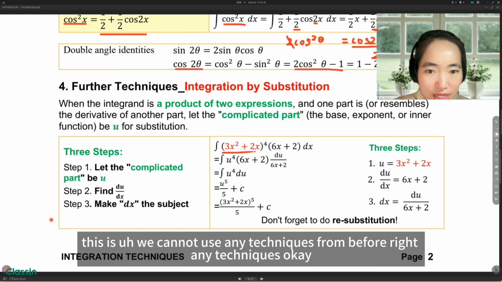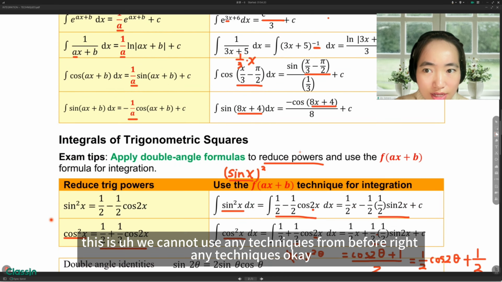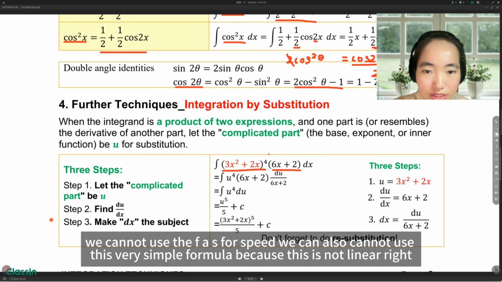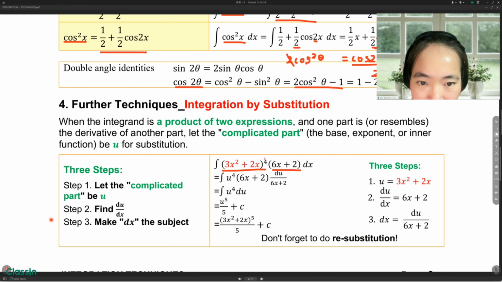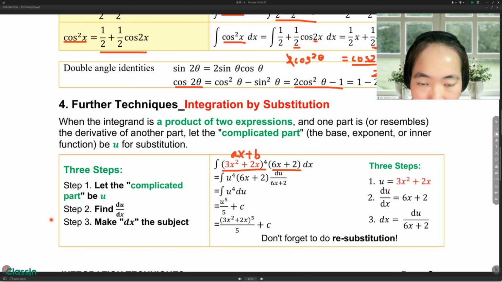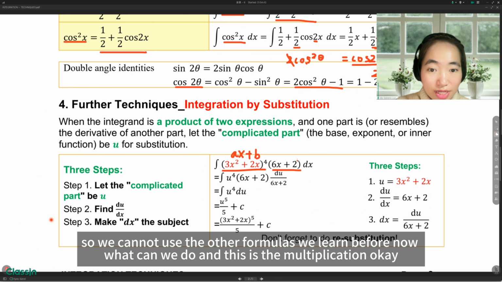We cannot use any techniques from before, right? We cannot use the very simple formula for ax plus b, because this is not linear. This is not ax plus b. It's not linear. This is 3x squared plus 2x. This is only 1x, but this is x to the power 2. So they are not similar, so we cannot use all the formulas we learned before.